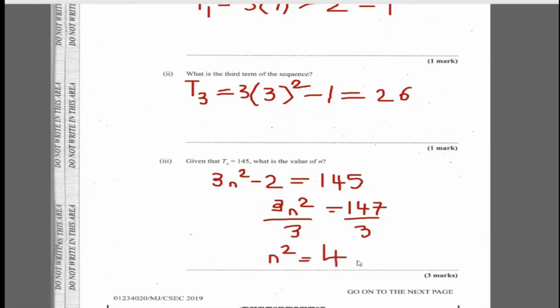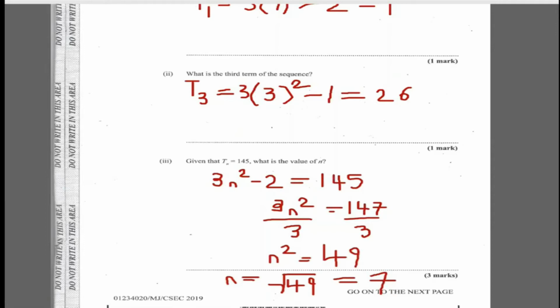And so in order to get n, I need to square root 49. So n is equal to the square root of 49. Some of us will say the square root of 49 is plus or minus 7, but it has to be only the positive value, and so n is 7. So the seventh term of this sequence will give us 145.